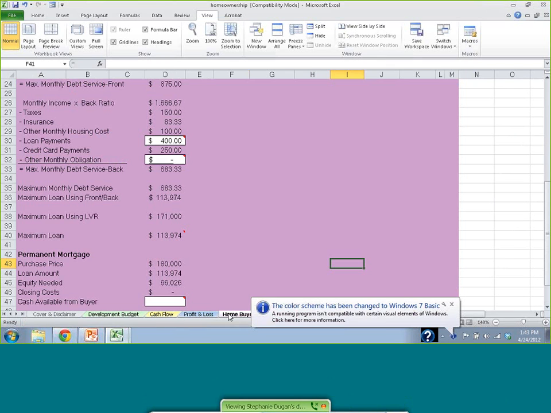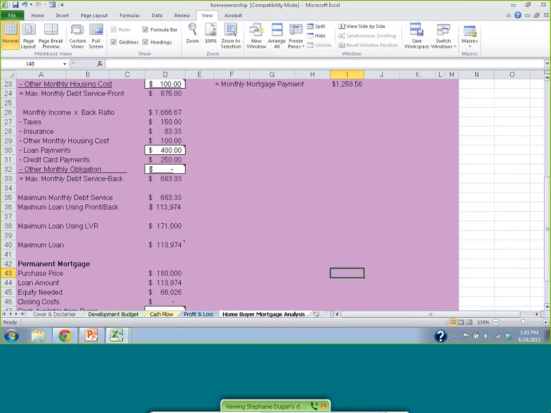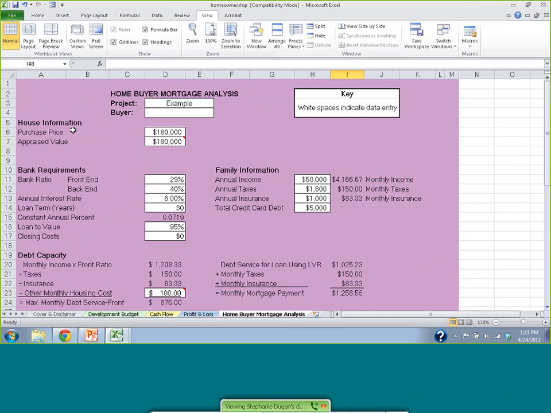And pull up, this is the home buyer worksheet in the computer spreadsheet. And I've got an example here. We've got a purchase price of a home at $180,000. Our home buyer has an annual income of $50,000.